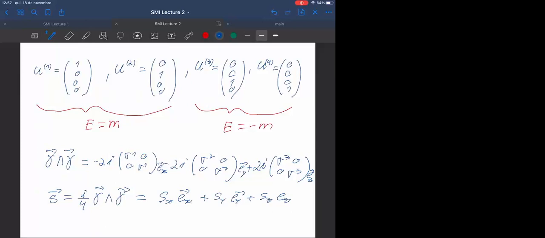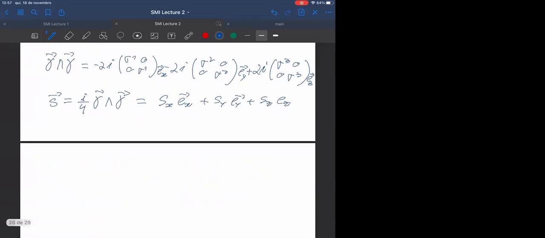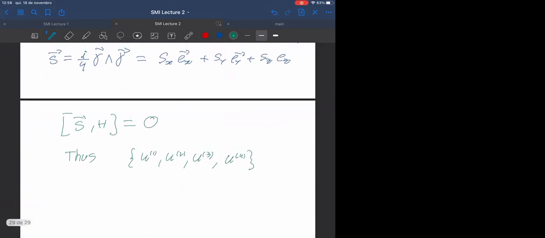So you see, the spin is embedded in this, and the important thing here, to finalize, is that S and the Hamiltonian commute, right? So these are compatible variables. Thus, U1, so these solutions, U2, U3, U4, I could just have written Ui. Note that this is not the alpha index equal to 1, 2, 3, 4. This is just solution 1, solution 2, 3, and 4.